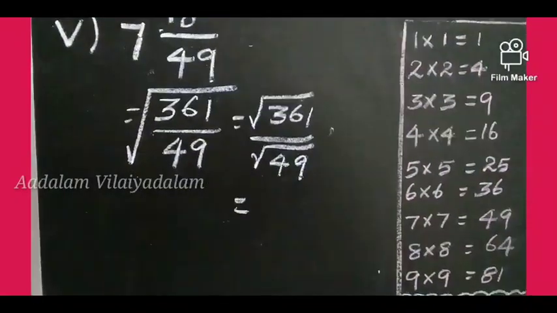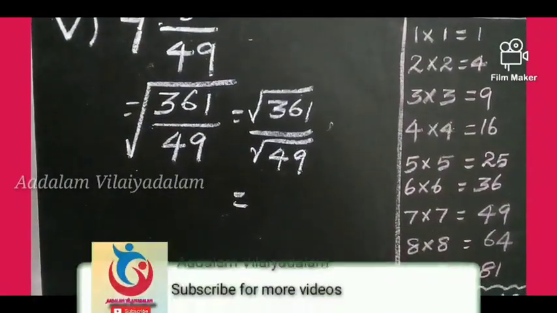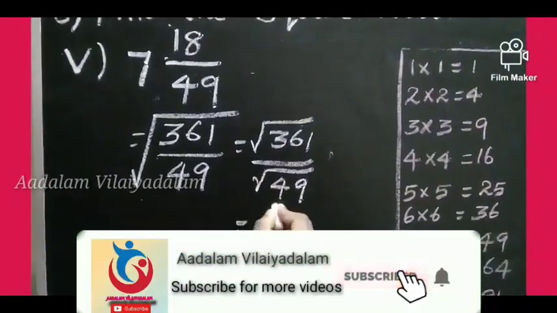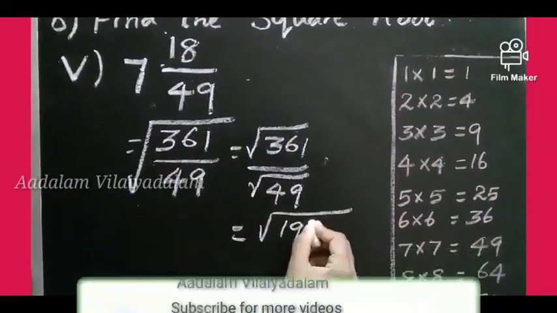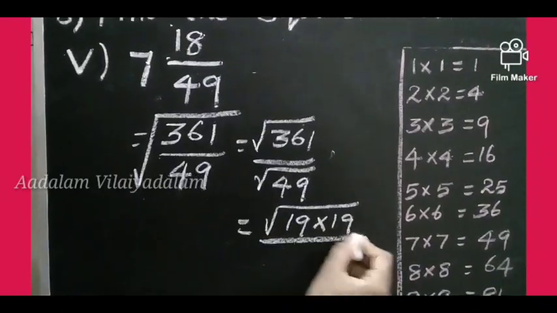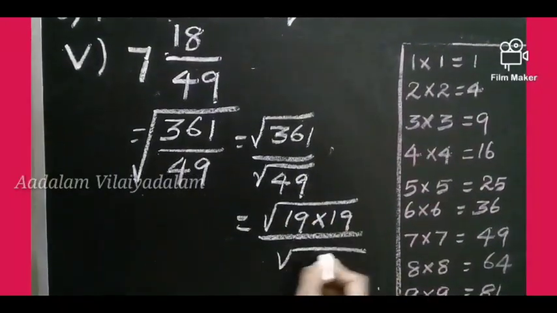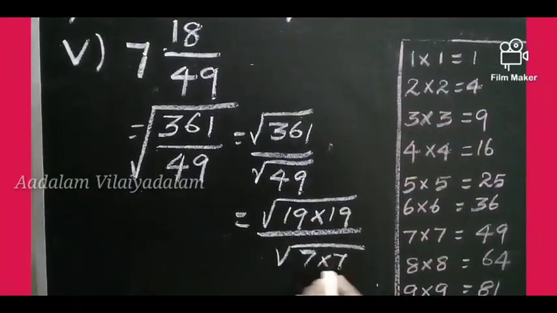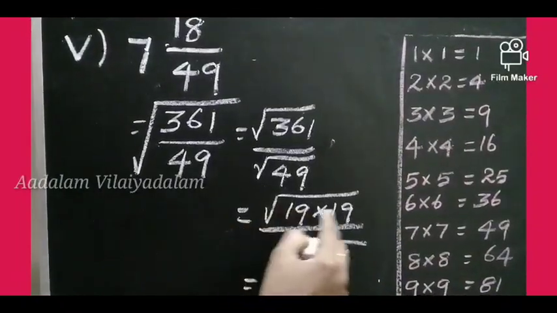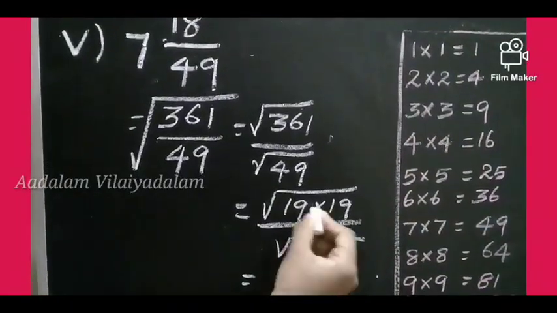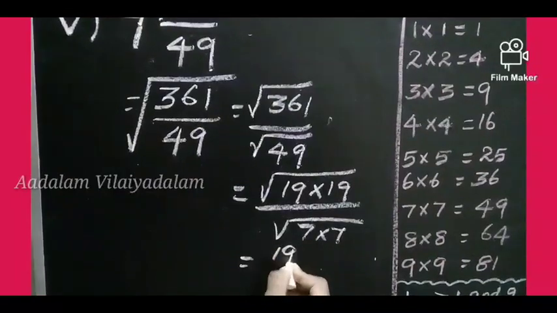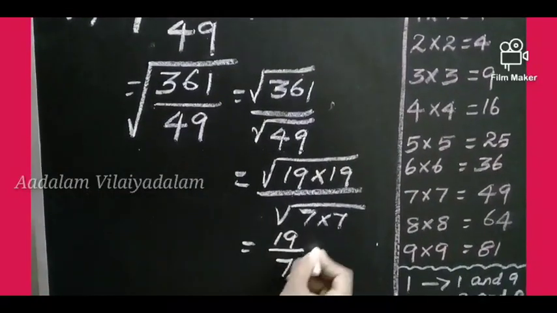Here also we can use the prime factor method. 361 means we know that 19 19s are 361. Already we know that 49 means 7 7s are 49. So for square root, here we take pair of numbers, take one number. So 19 divided by 7. So this is the answer.